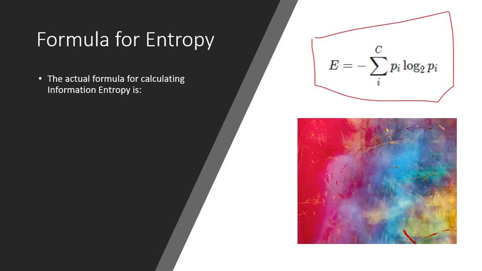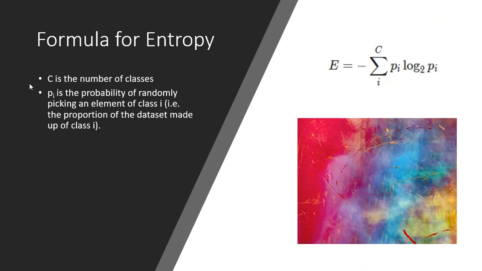E, entropy, equals negative the summation over i from 1 to C of p_i log base 2 of p_i. So C is the number of classes, p_i is the probability of randomly picking an element of class i, and that's the proportion of the data set made up of class i.